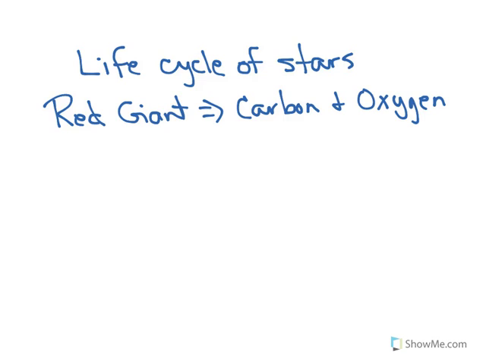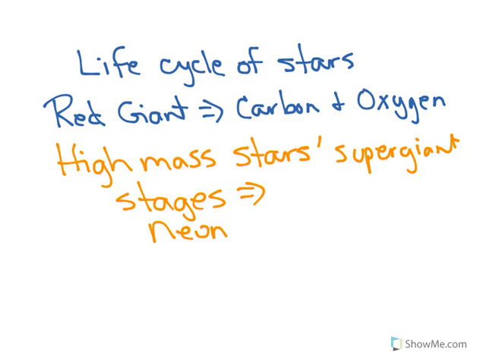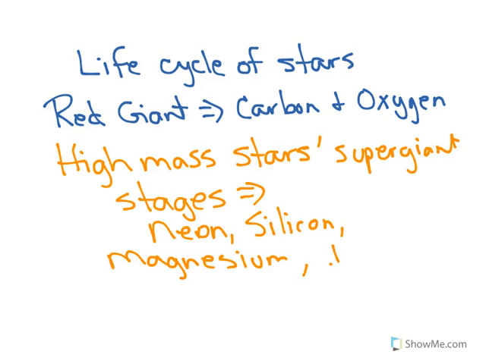But then we also looked at, in the case of high mass stars, we have various supergiant stages. And from there, we get materials like neon, silicon, magnesium, and iron.